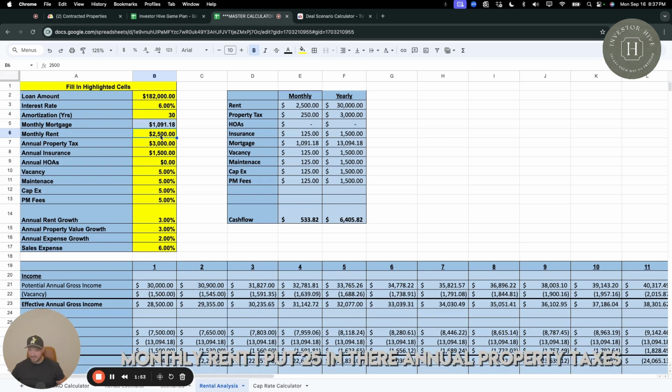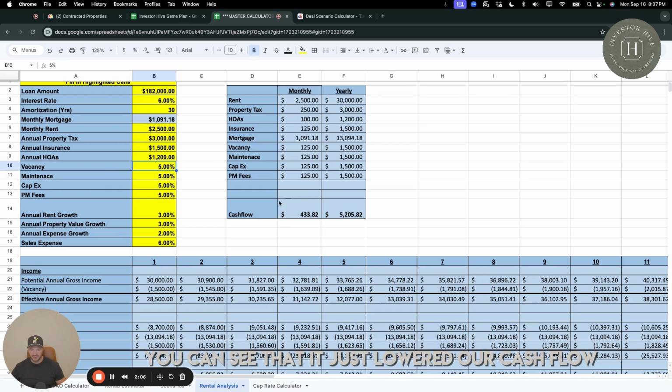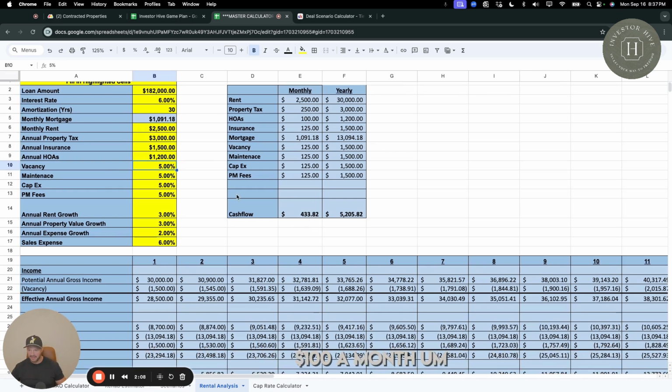Monthly rent, I put $2,500 in there. Annual property taxes, I just spitball some numbers. Annual insurance, HOAs. You could say that HOA, throw a $1,200 HOA on there. You can see that it just lowered our cash flow $100 a month. Let's say that there isn't, though, because I hate HOAs.